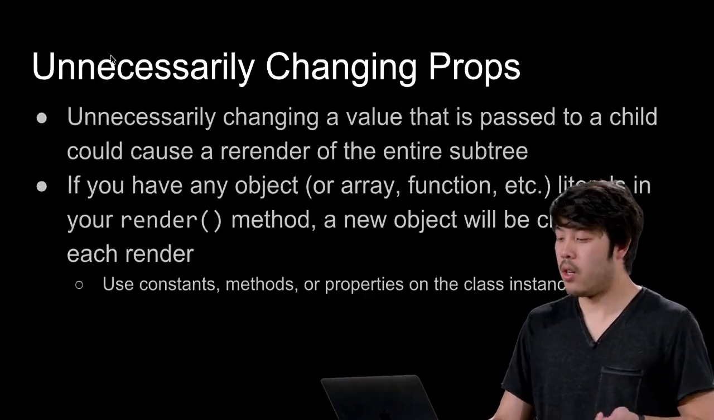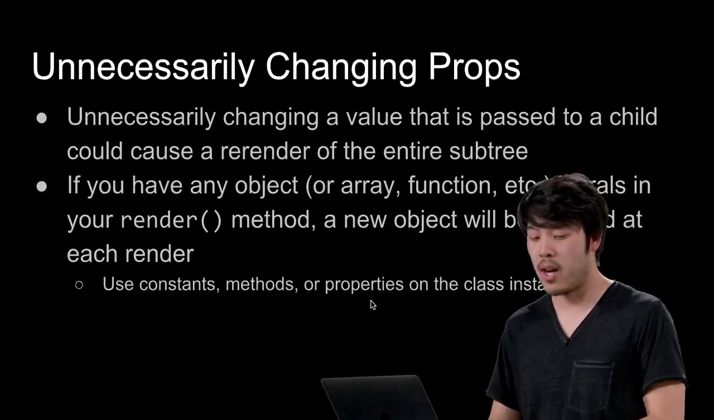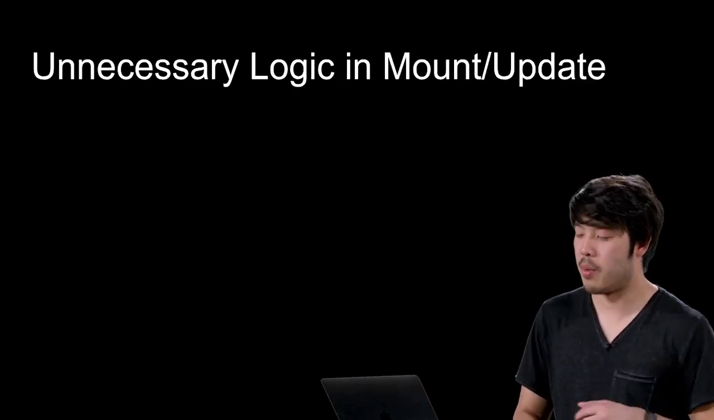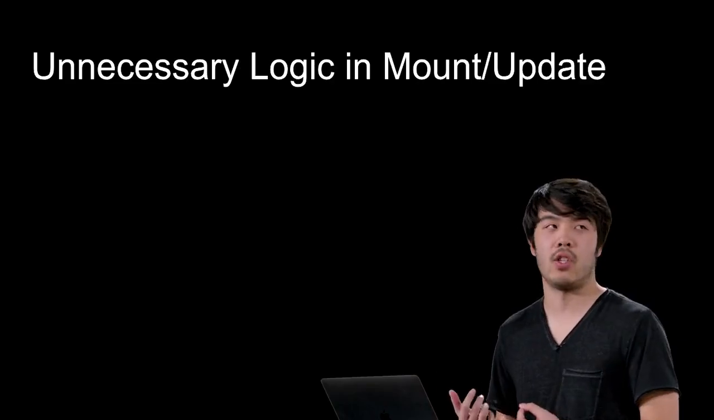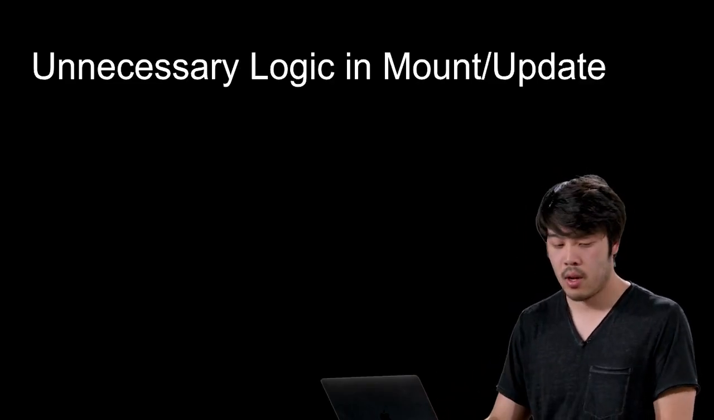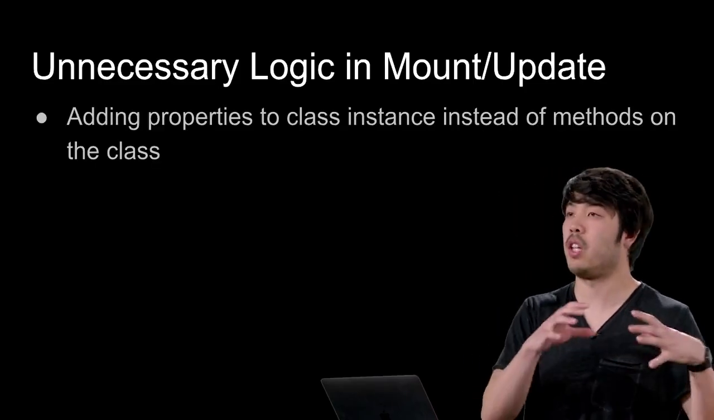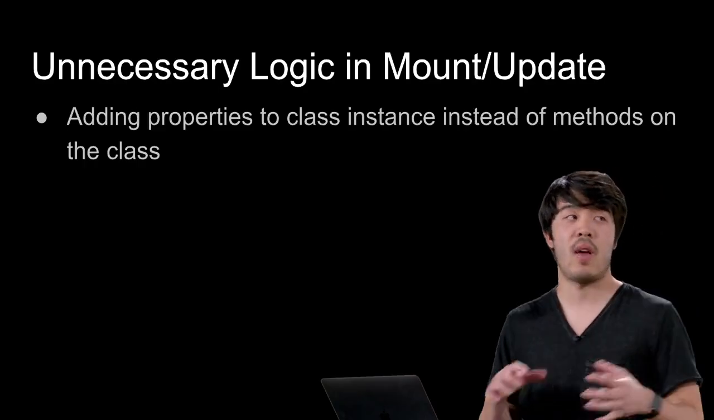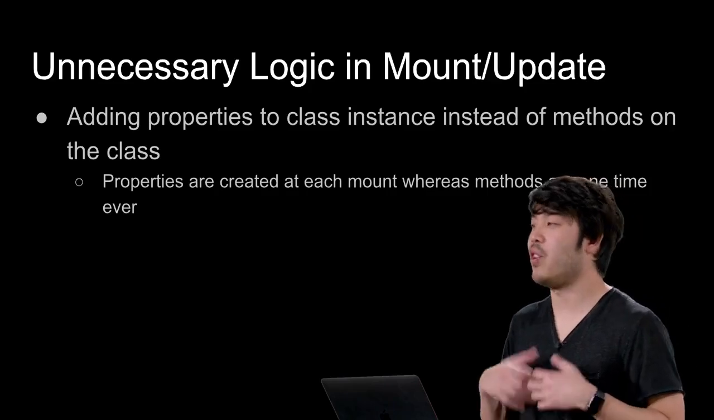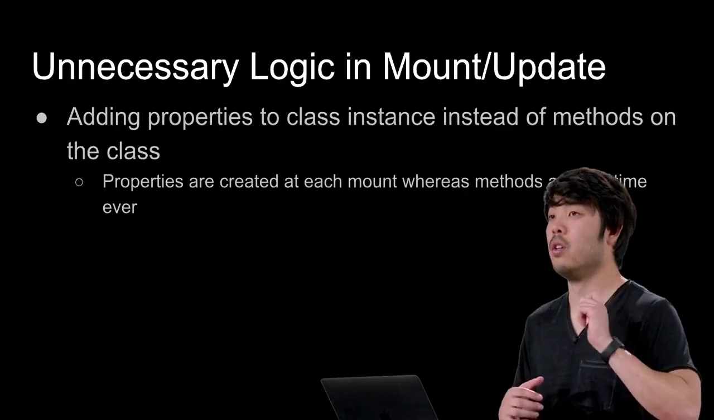And so the way that we fix this is by using constants or methods or properties on the class instance, which we just saw. So let's look at the last very common error that I see, which is unnecessary logic in a mount or an update. This one is a lot more subtle than the others. But it's adding class properties to an instance, instead of methods on the class. And why is this bad? Well, properties are created at every single mount, whereas methods are created just once ever.